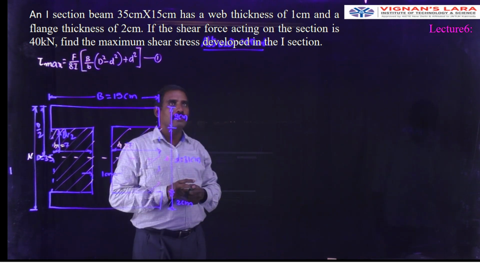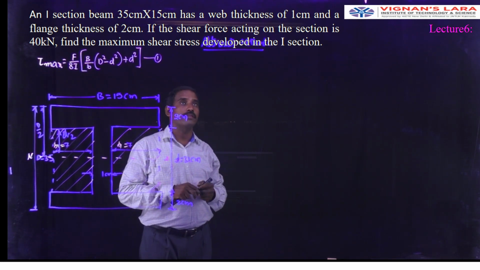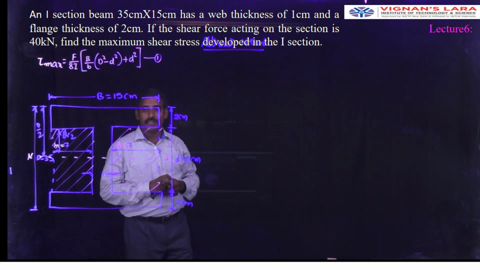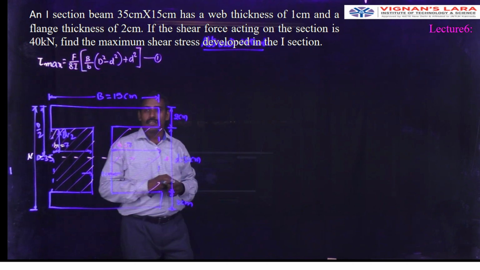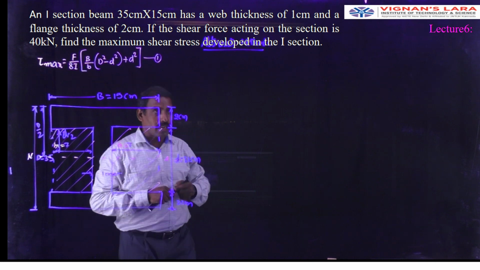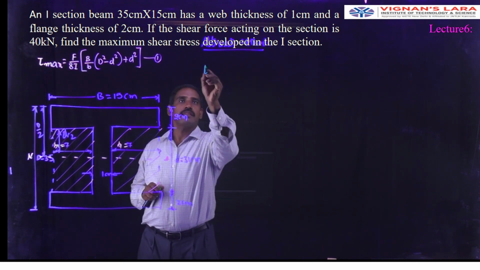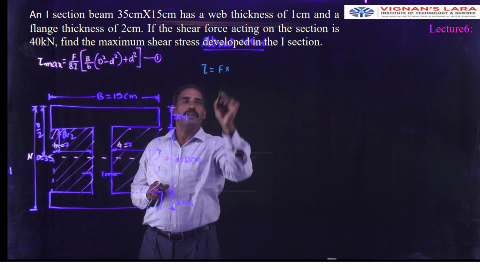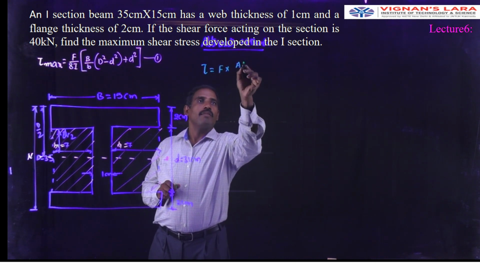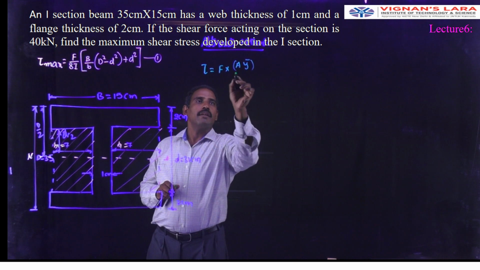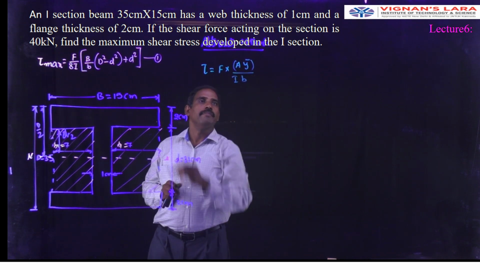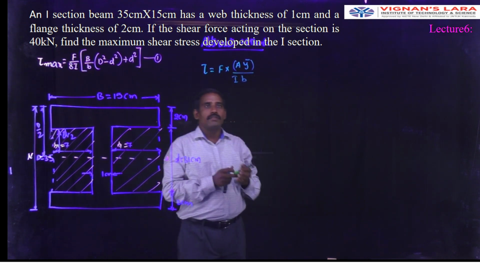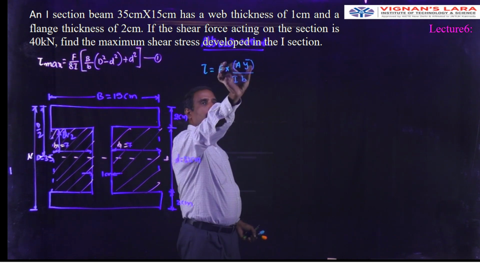As we know, there is one more method, the alternative method, which is based on concepts from the geometry. As we know, the shear stress tau is equal to shear force F into the quantity of AY bar, whole divided by I into B. Here we have to concentrate on the quantity of AY bar.